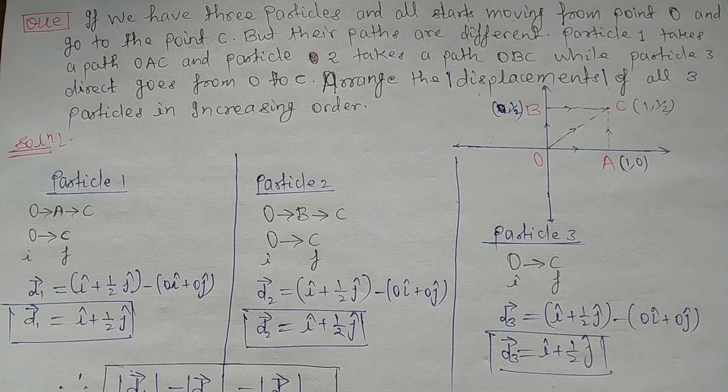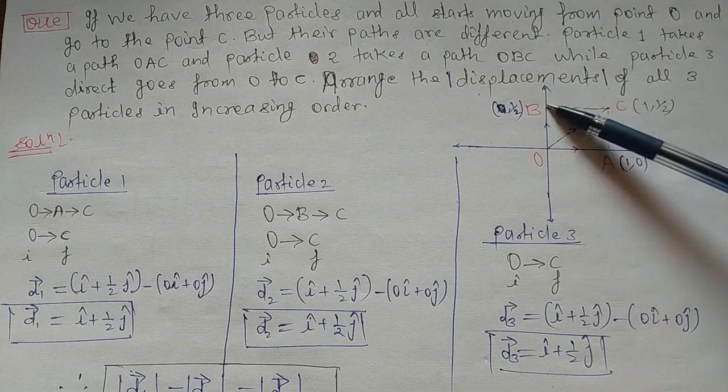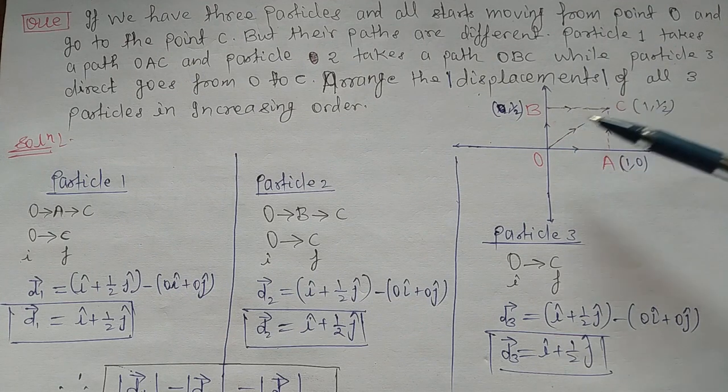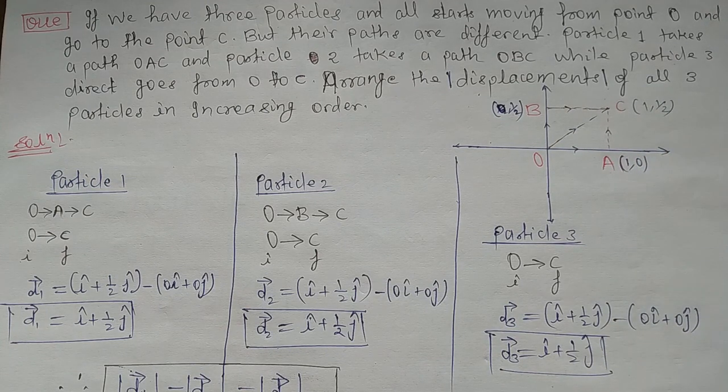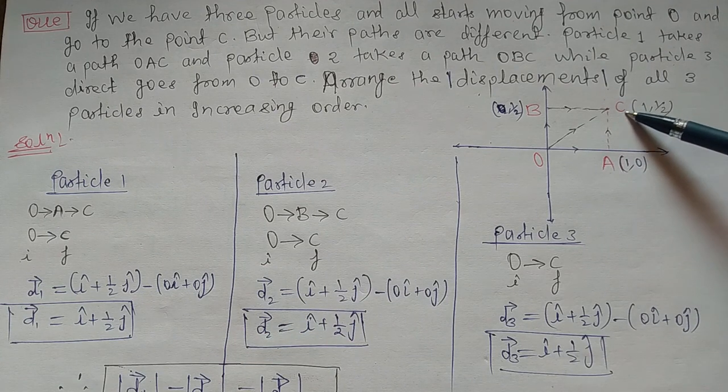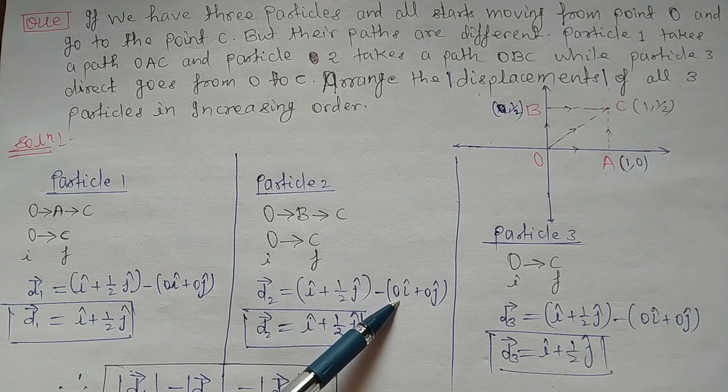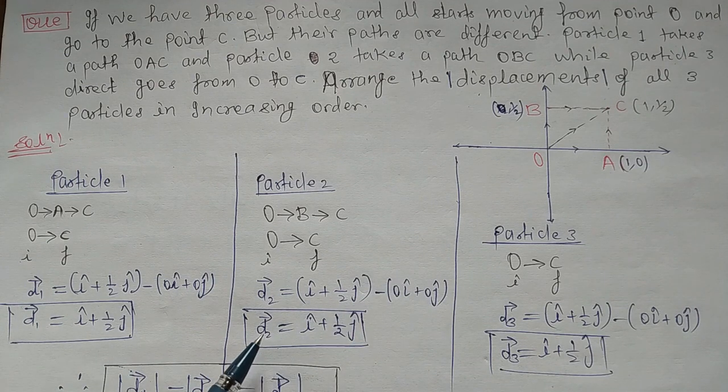Similarly, particle 2 takes the path OBC, that means O to B then B to C. The initial position of particle 2 is O and the final position is C. Since displacement only depends on the initial and final position, we only have to take care of those. The final position for particle 2 is also i plus half j cap, and the initial position is the origin, 0. So the displacement for particle 2 is equal to i cap plus half j cap.